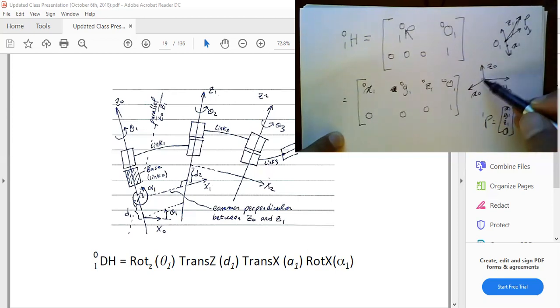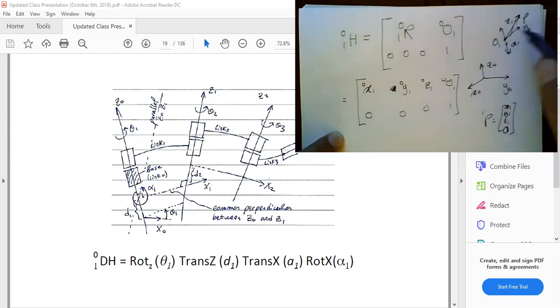You will get the x0 component of this vector, the y0 component, and then the z0. You can also think of this as taking that vector, putting it here, and finding the projection of this vector into that base frame. Okay, so this is a homogeneous transformation.